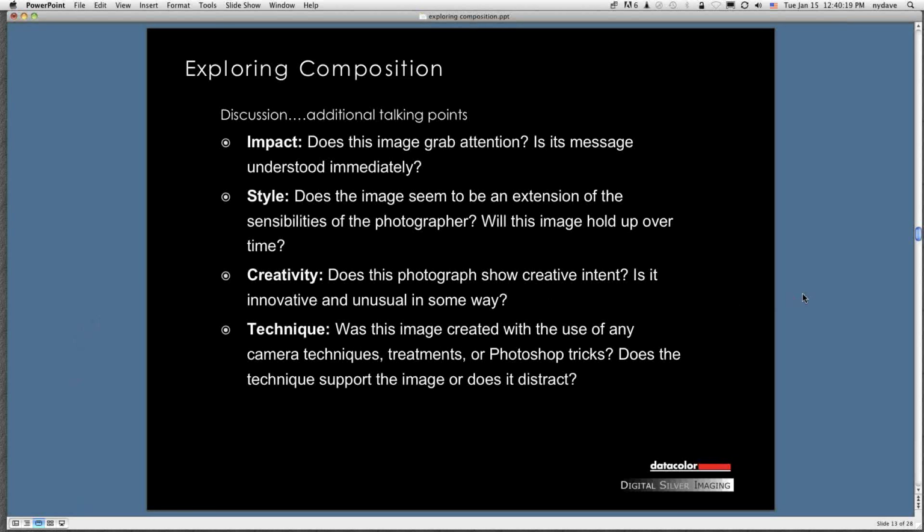Well, we've seen a color image that was just too saturated, or a black and white that was just so contrasty that it was losing a lot of detail. And sometimes the technique sort of obliterates the creative intent of the maker, and that's something that you typically want to avoid.